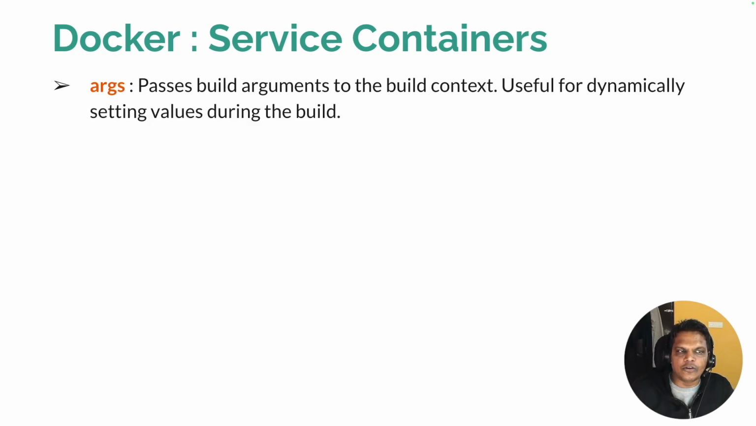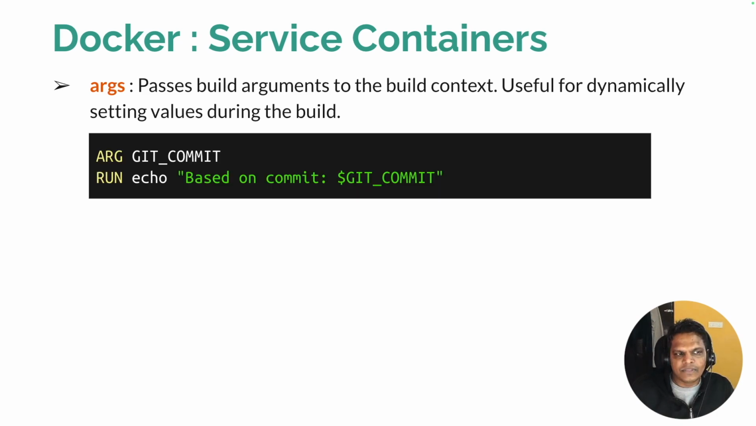The next is the argument. Sometimes we need to pass the build argument to our build context, right? So these are the dynamic fields, these are the dynamic settings. Whenever you need something dynamic while you are building your image, you need to define that thing within the argument. So let's take an example. This is the Dockerfile. Within the Dockerfile, you have the argument GIT_COMMIT. This GIT_COMMIT is an argument, and then you are executing a command, RUN echo based on the commit, and you are defining the variable value.